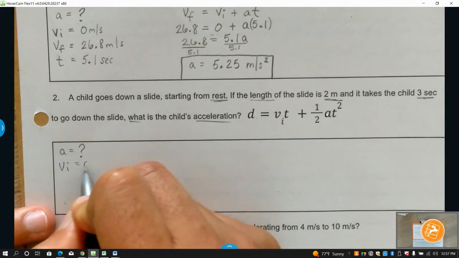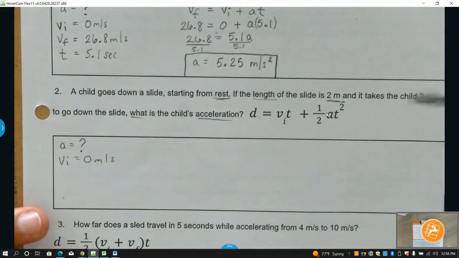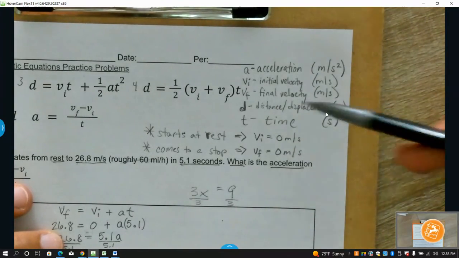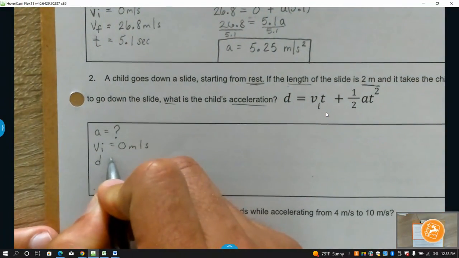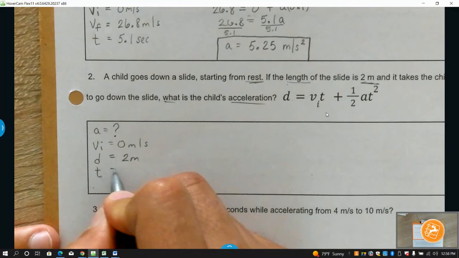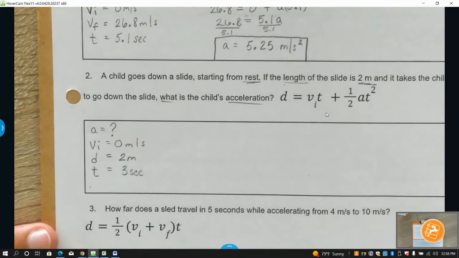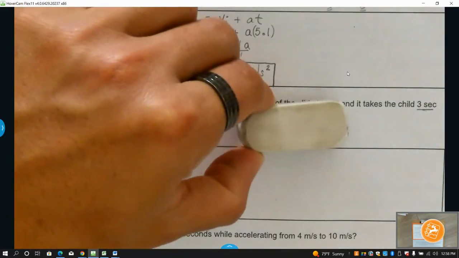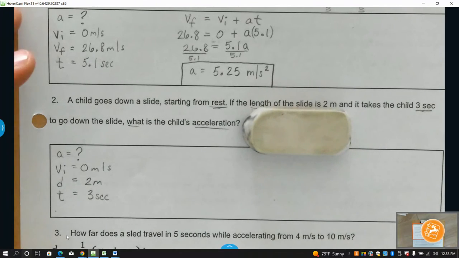Originally, I'm at rest. The length of the slide, even if you weren't sure from what we wrote down before, what unit has meters in it? It's our distance or displacement. And so that is going to be letter D of 2 meters. And they give us a time here of 3 seconds. That's it. That's all the information. There is no VF. So if this equation wasn't there to tell you this is the one to use, again, how do you go about it?